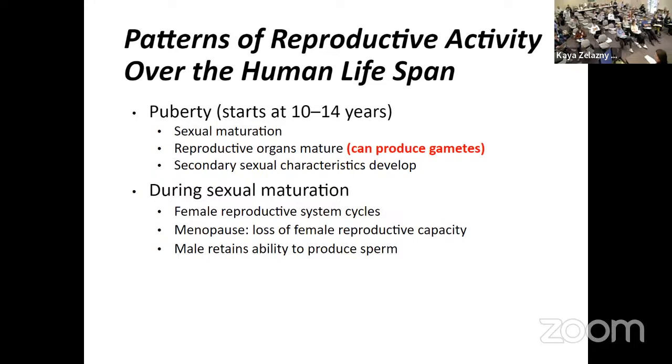And males continue with that ability to produce functional sperm over the course of their lifetime. But females are going to undergo a second really important change in their reproductive activity, which is menopause. So during menopause, we have a loss of female reproductive capacity. So we're going to see a loss of that cycling of the female reproductive system. So we'll talk about that later on.